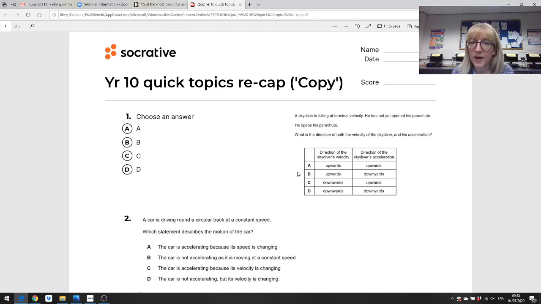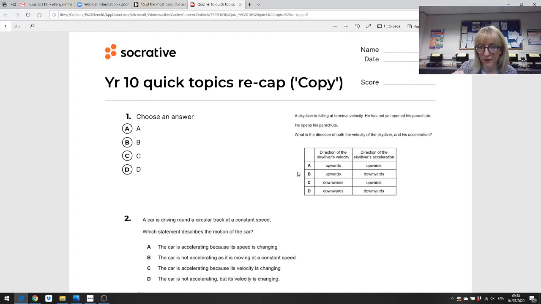Right, question 1. A skydiver is falling at a terminal velocity. He has not yet opened his parachute. He opens his parachute. What is the direction of both velocity and acceleration of the skydiver? So what's happening in terms of the motion here is that they're falling, okay? So the velocity is downwards. And he's falling at a terminal velocity.